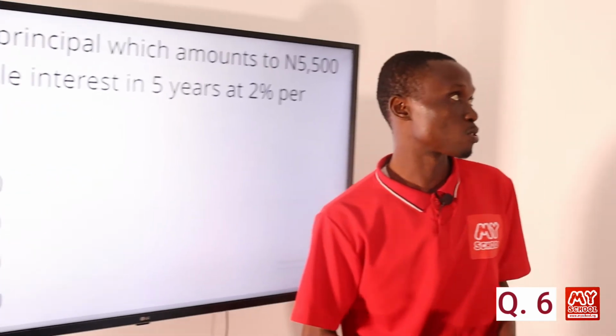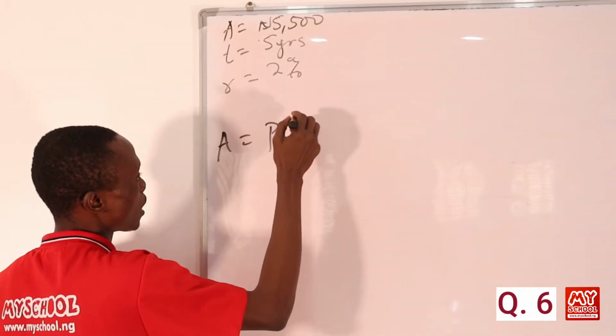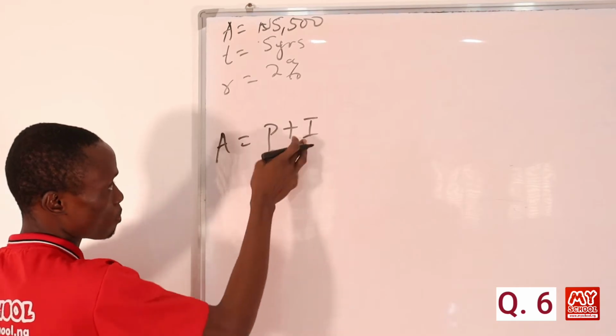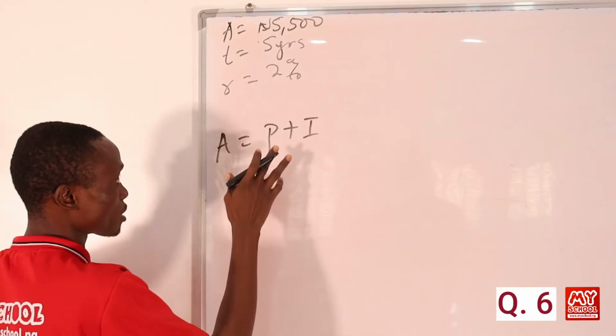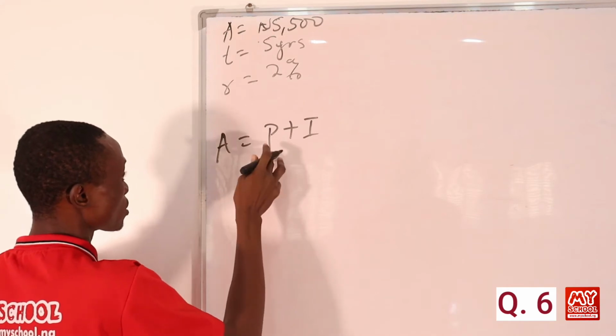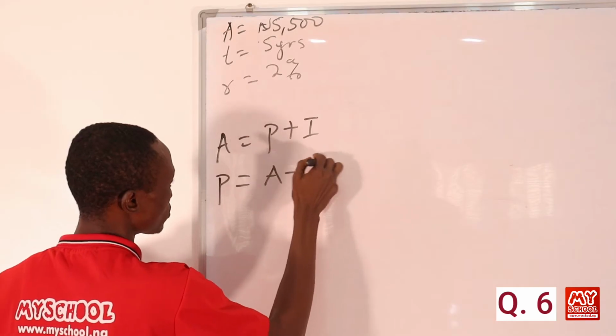So let's move to the board to provide answer to this question. But remember that amount is equals to principal plus interest, right? So let's make principal the subject of formula here, because basically that is what we are looking for in this question. Okay, so if we make principal the subject of formula, P will now be equals to A minus I.